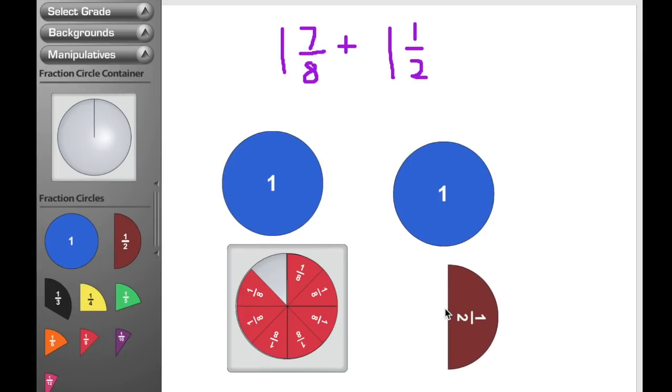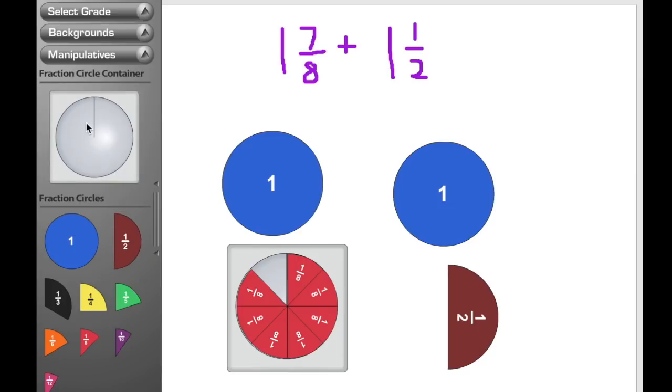Now in order to finish this problem, I'm going to need to change one of these fractions so that they'll have the same denominator. Maybe I need to change both fractions. So I'll have to think, what would be a good denominator both of these fractions can agree upon? I think it would be easy to keep the 7/8 the same and just change the half to eighths.